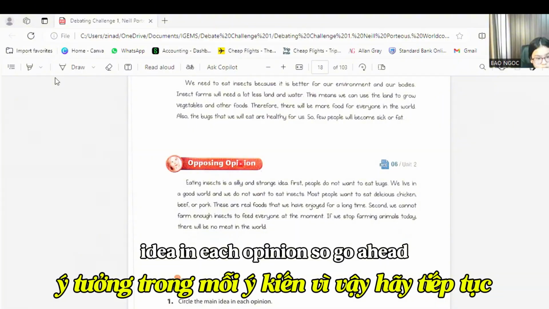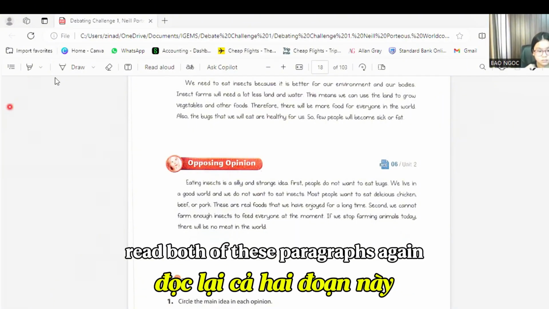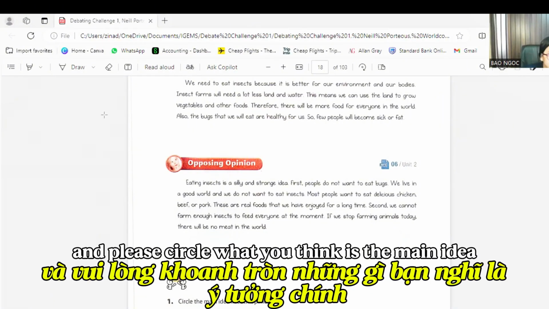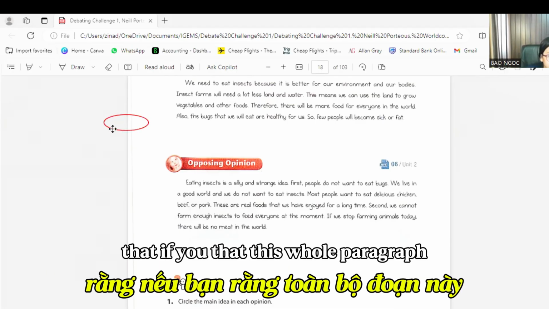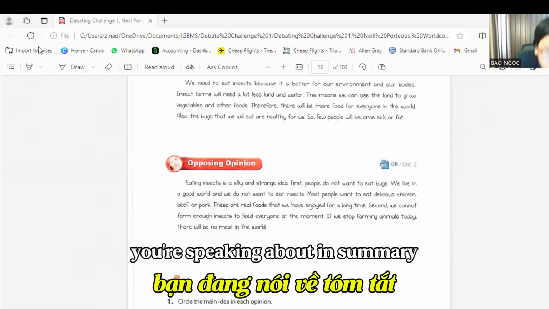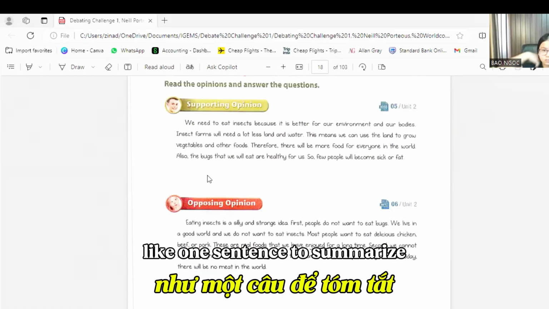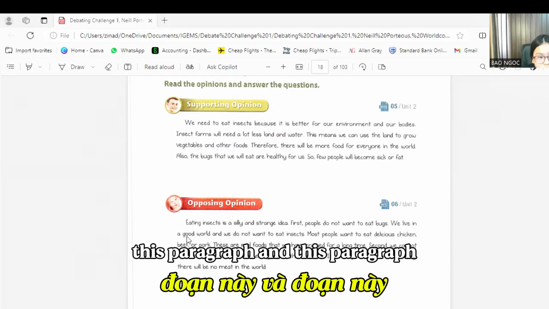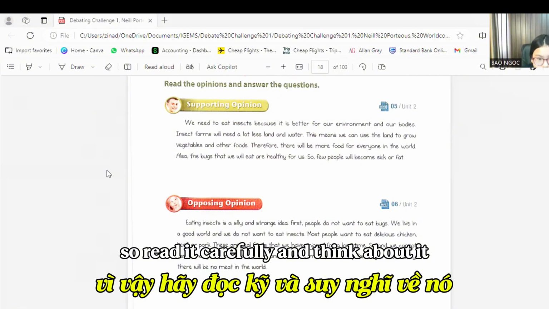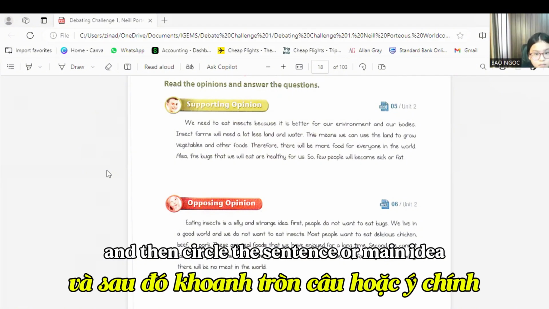So go ahead, read both of these paragraphs again, and please circle what you think is the main idea that this whole paragraph is speaking about in summary. Like one sentence to summarize this paragraph and this paragraph. So read it carefully and think about it, and then circle the sentence or main idea.